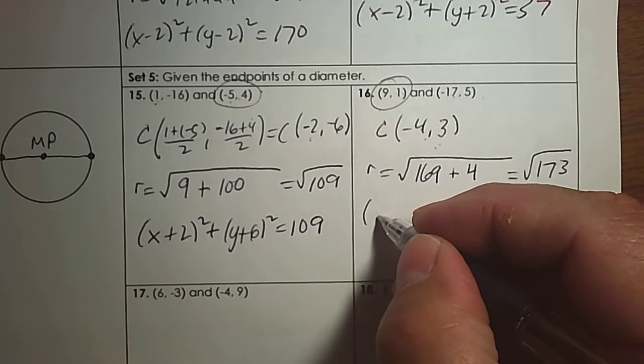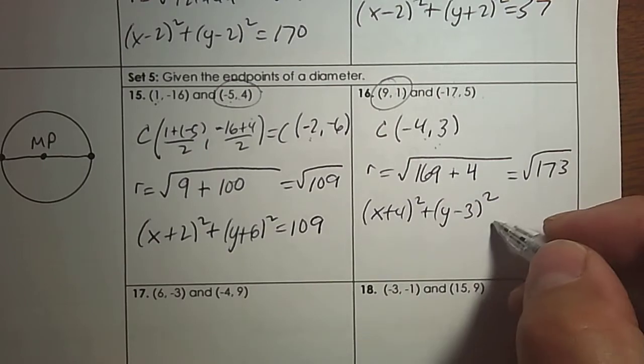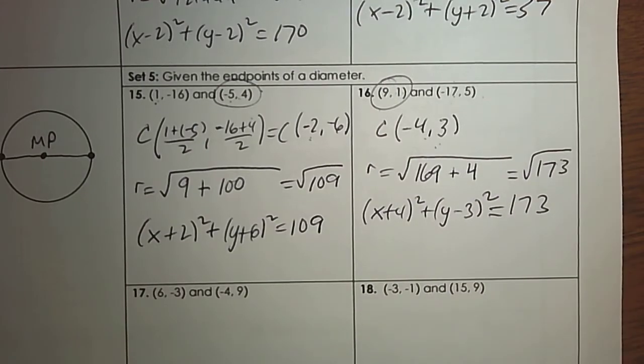So that's all I need. This is x plus 4 squared. That's y subtract 3 squared, and then square a square root, and you get 173.